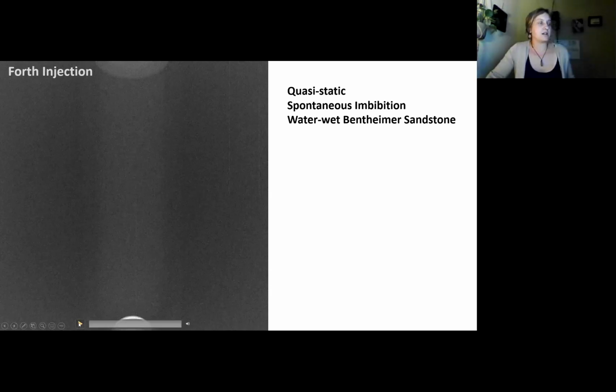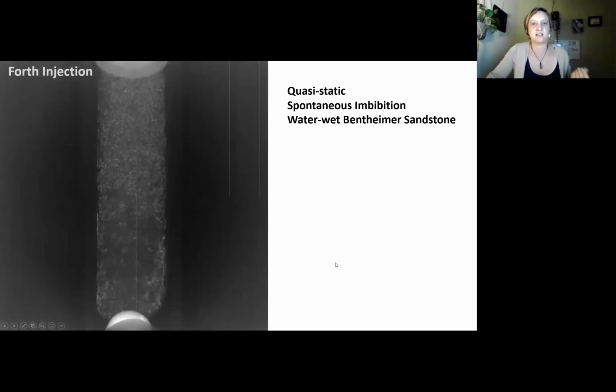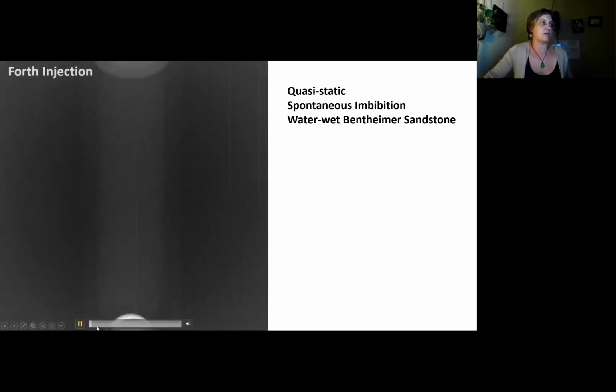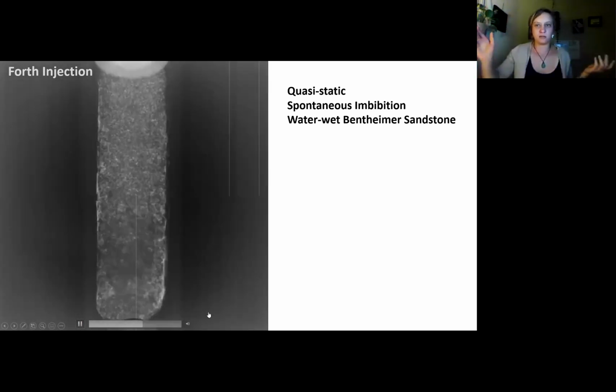Here's another fluid injection that was later on in the experiment. So you can see that at this point, we have water films that are established all the way throughout the pore. So as soon as that water meniscus makes contact with the rock, the water distributes throughout the rock almost immediately. So it's growing those existing water films and filling in the pore spaces.